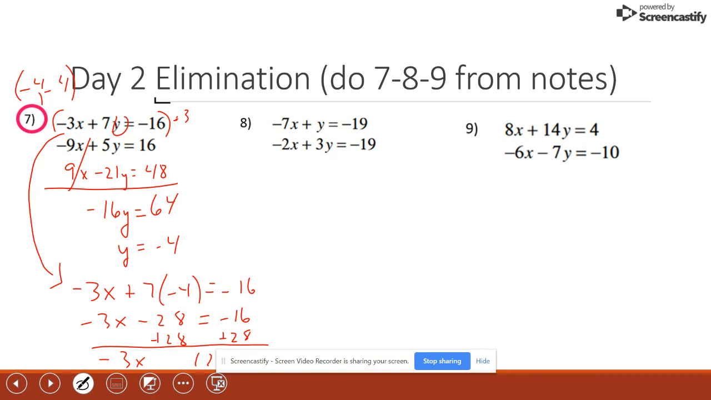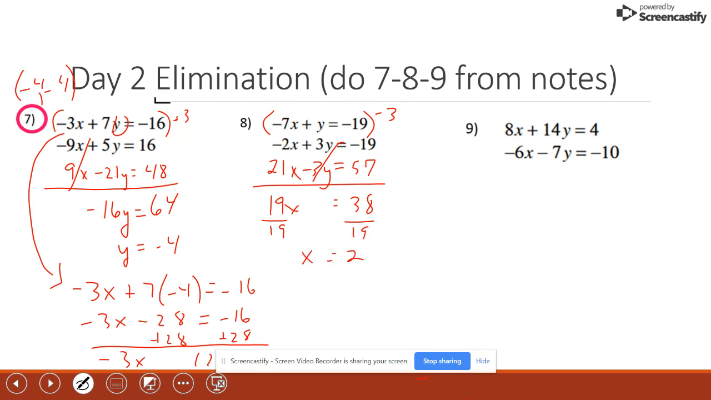The second one, I can multiply and eliminate y. So I'm going to multiply this equation by -3 again to get rid of the y. That makes +21x minus 3y, and -3 times 19 is +57. Now I can add my equations. So I have 19x, the y's canceled out, and -19 plus 57 is 38. Divide both sides by 19. x equals 2. Half my answer.